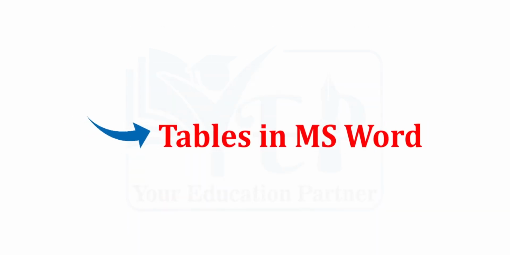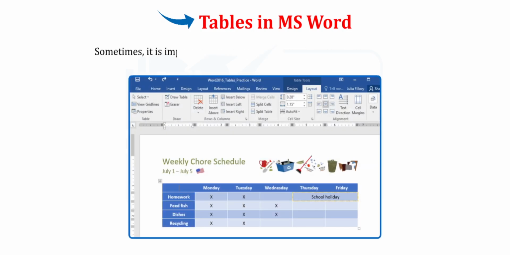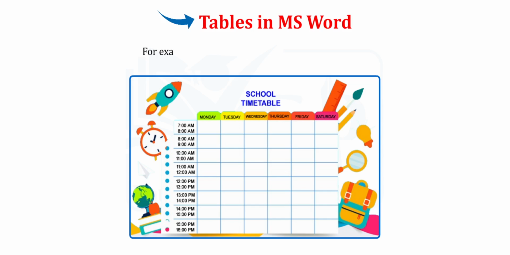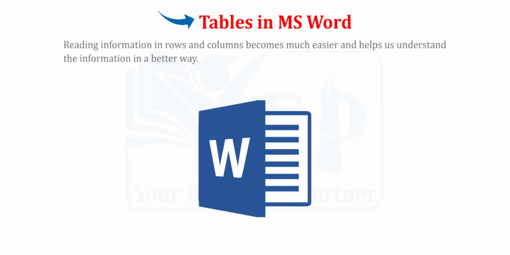Tables in MS Word. A document made by us contains different forms of information. Text, numbers, images are all forms of information. Sometimes, it is important that we show information in rows and columns. For example, the timetable that the schools provide. All the information about the days and classes is placed in rows and columns. Reading information in rows and columns becomes much easier and helps us understand the information in a better way.